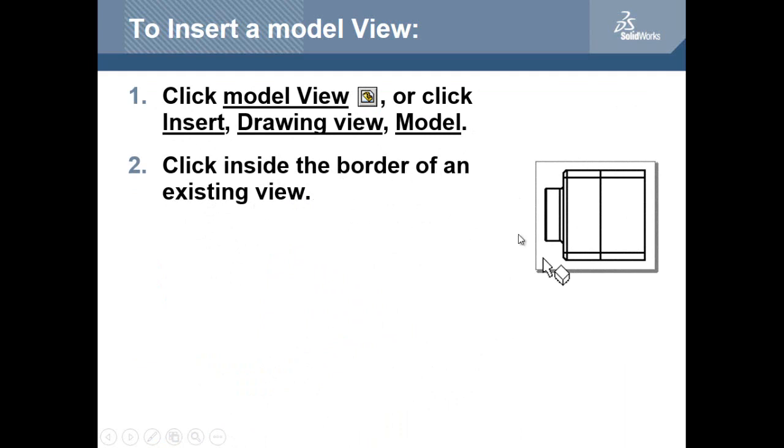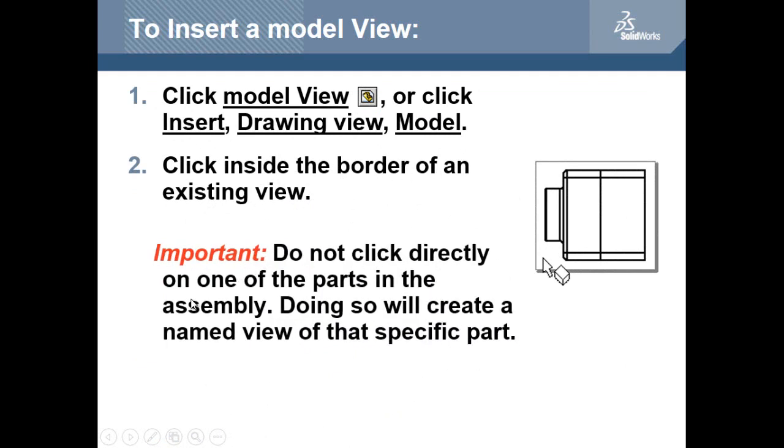Click inside the border of an existing view. Do not click directly on one of the parts in the assembly. Doing so will create a named view of that specific part. So see, click over to the side because it's all in the box. But if I clicked on this, it would just be the front. If I clicked on that, it would just be the back. You want everything.